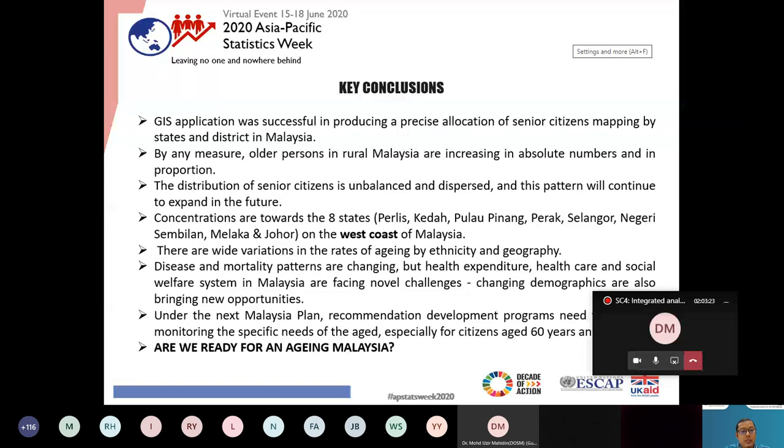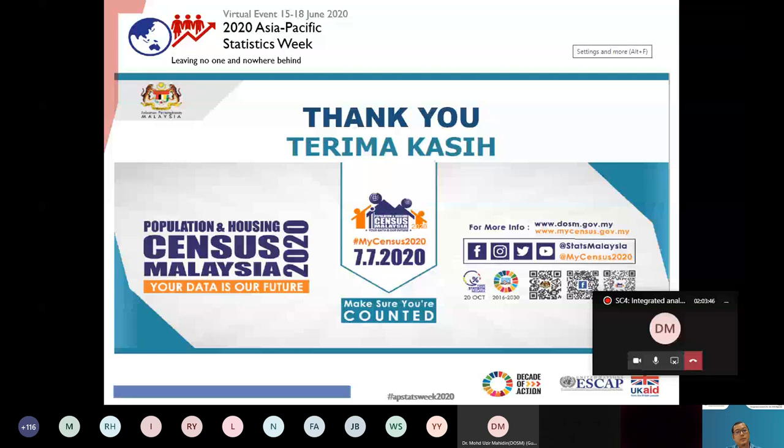Disease and mortality patterns are changing, but health expenditure, healthcare and social welfare systems in Malaysia are facing novel challenges. Changing demography is also bringing new opportunities. Under the next Malaysia Plan, the recommendation is that development programs need to monitor the specific needs of the aged, especially citizens aged 60 years and above. Last but not least, are we ready for an aging Malaysia? Thank you.